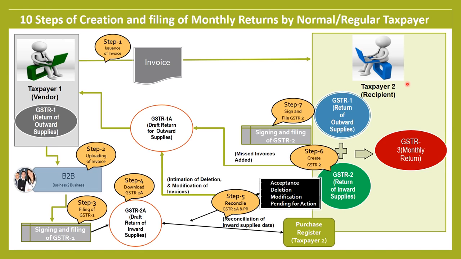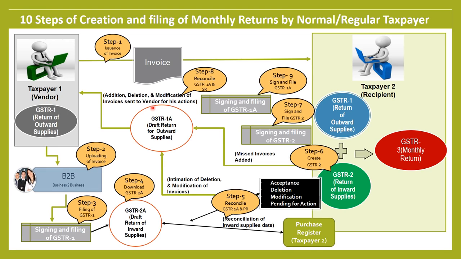Now taxpayer 2, once he has created his GSTR2, he will sign and file his GSTR2. Step 8 is that taxpayer 1 has to reconcile his GSTR1A with the sales register, and then he will also sign and file the GSTR1A. So once all these things are done, then taxpayer 2 can easily get the credit of whatever he has upwardly reported in his GSTR as an addition or upward modification, and there will be no chances of the reversal of input tax credit.